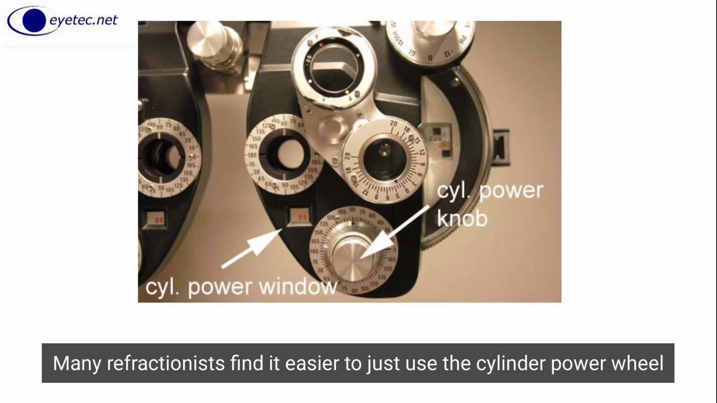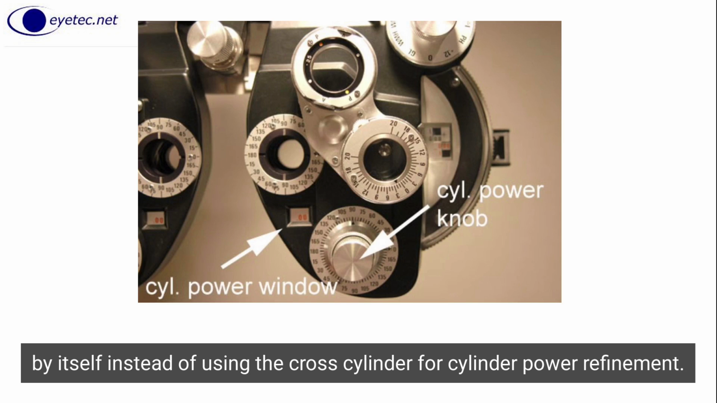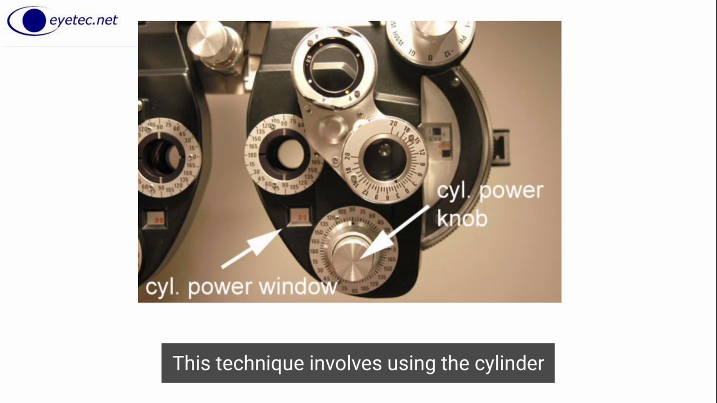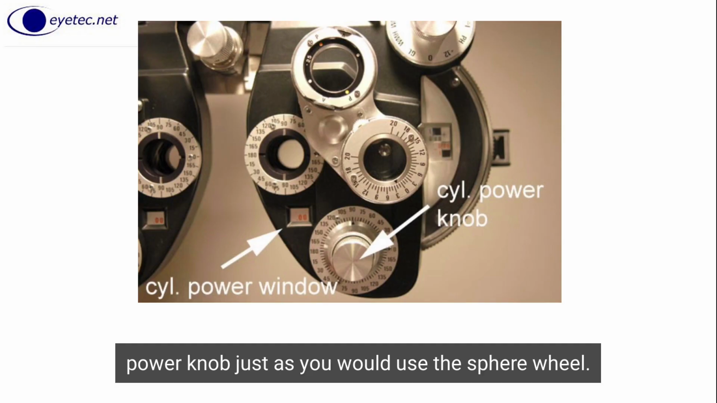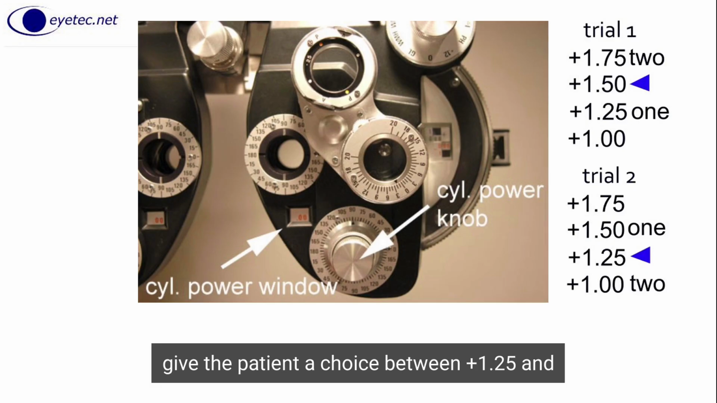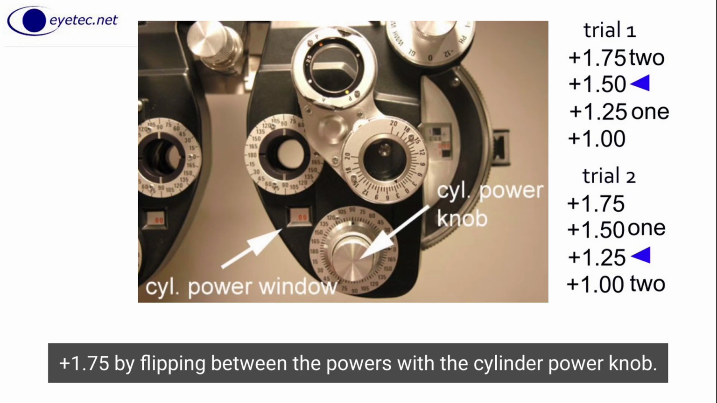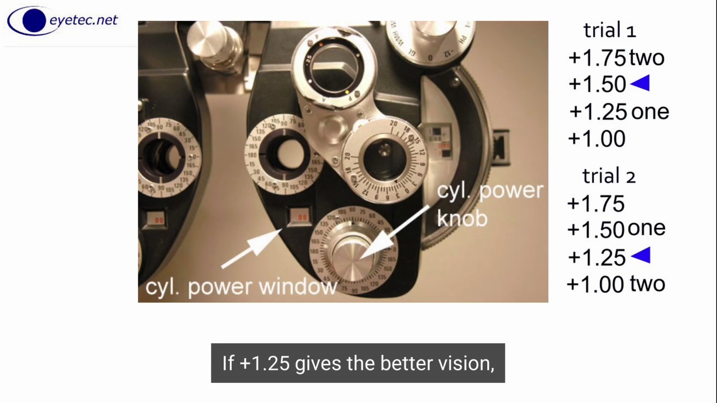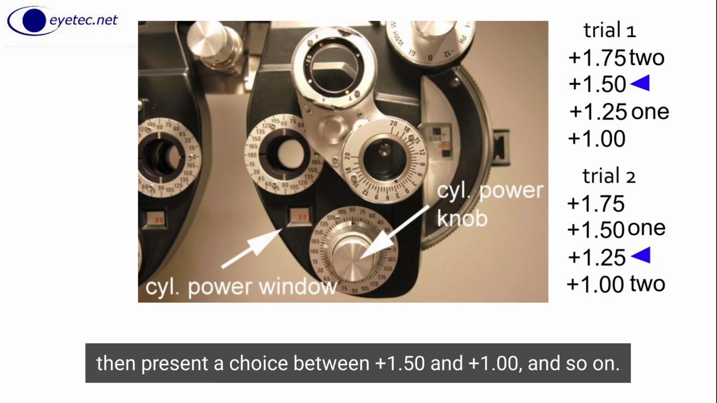Many refractionists find it easier to just use the cylinder power wheel by itself instead of using the cross cylinder for cylinder power refinement. This technique involves using the cylinder power knob just as you would use the sphere wheel. For instance, if the starting point is plus 1.50 cylinder power, give the patient a choice between plus 1.25 and plus 1.75 by flipping between the powers with the cylinder power knob. If plus 1.25 gives the better vision, then present a choice between plus 1.50 and plus 1.00, and so on.